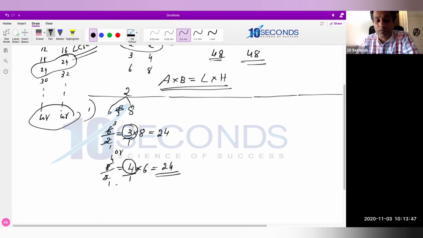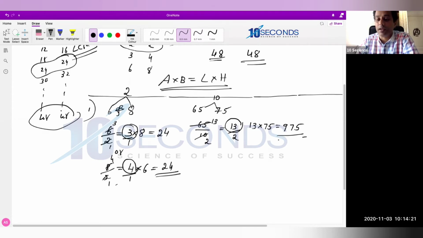But we need to take only the numerator and multiply with the other number. For example, 65 and 75. The difference between these two numbers is 10. 65 divided by 10: 5 goes in how many times? 2 times. And here, how many times? 13 times. So the smallest possible fraction is 13 divided by 2. Remember, we need to take only 13 and multiply with 75. 975 is the LCM. So take only the numerator and multiply with the other number.